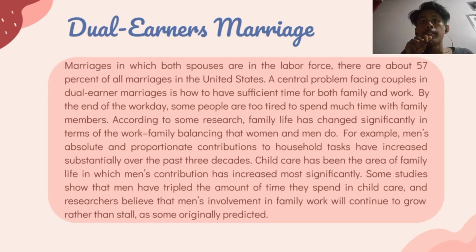Dual-earner marriages. These are marriages in which both spouses are in the labor force. They make up about 57% of all marriages in the US. A central problem facing couples in dual-earner marriages is how to have sufficient time for both family and work. By the end of the workday, some people are too tired to spend much time with family members.